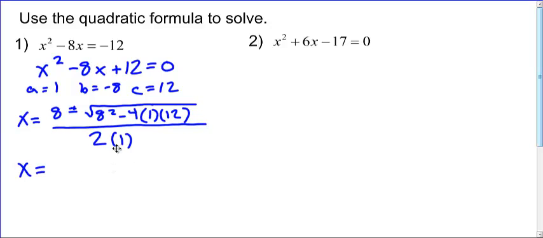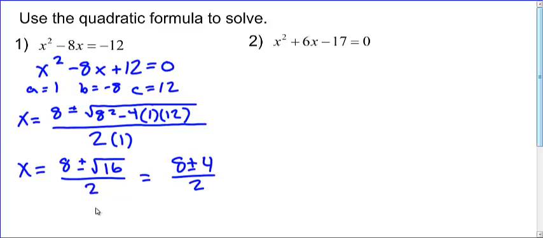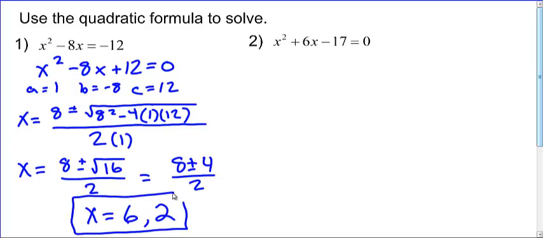So here we go. We'll go ahead and simplify. This is 64 minus 4 times 1 times 12. That's 64 minus 48. So this is 8 plus or minus the square root of 16 divided by 2, which would then be 8 plus or minus 4 divided by 2. So finally, we'd get our two answers. 8 plus 4 divided by 2 would be 12 divided by 2, or 6. 8 minus 4 divided by 2 is 4 divided by 2, or just simply 2. Two solutions.